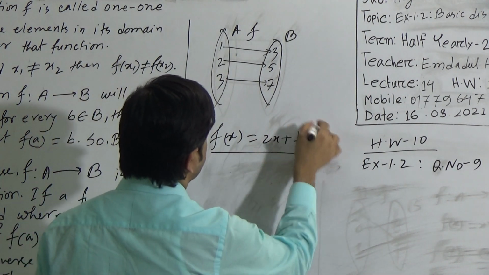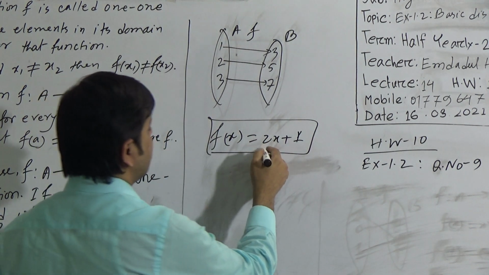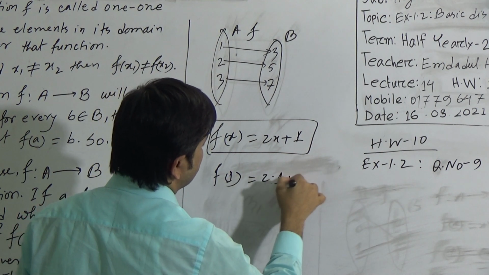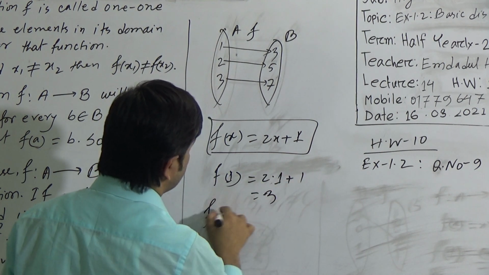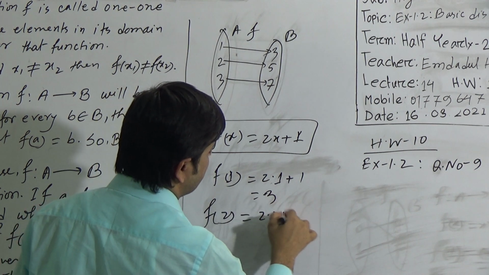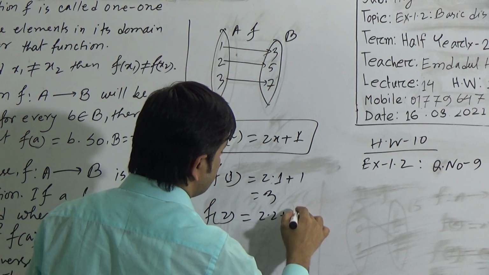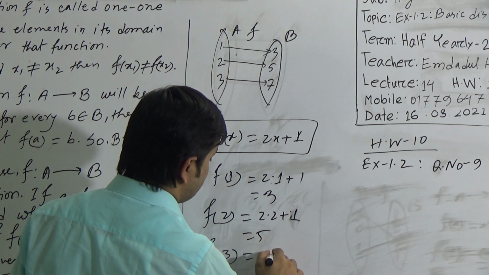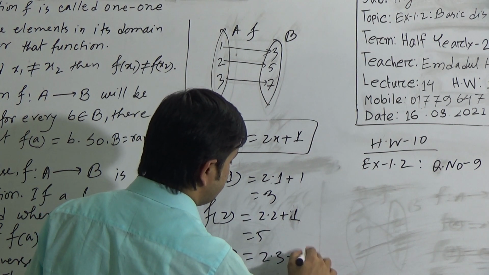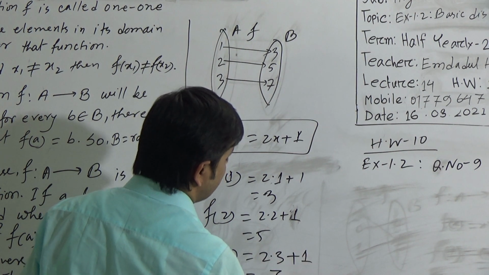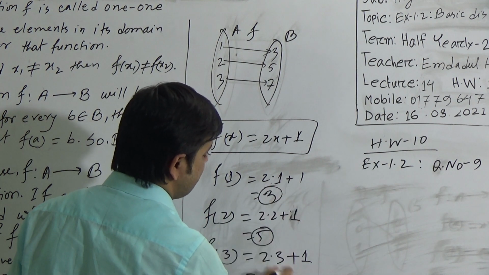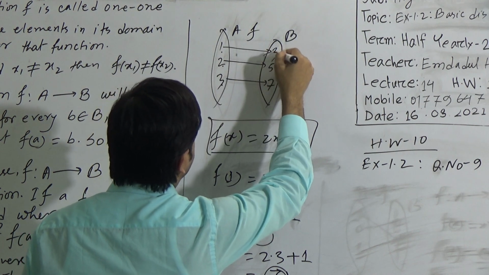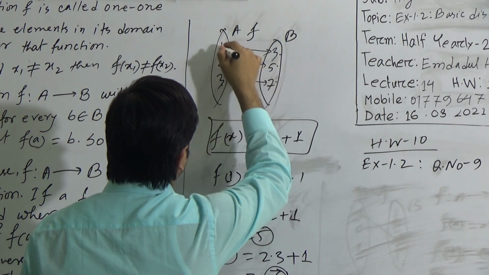If we define the function in this way, f of 1 will be 2 into 1 plus 1, it means 3. F of 2 will be 2 into 2 plus 1, that is 5, and f of 3 is 2 into 3 plus 1, it means 7. So, 3, 5, 7. These are the images of 1, 2 and 3.